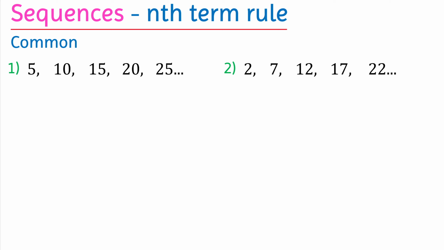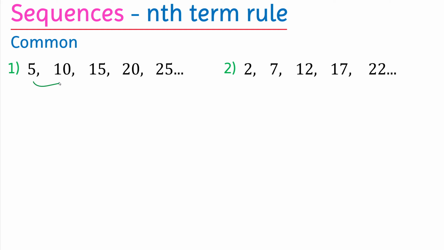So let's have a look at sequences, specifically just nth term rule questions. First one, we're going to have a look at the most common type. These are called ascending linear sequences. They're just going up. Let's see by how much they're going up.